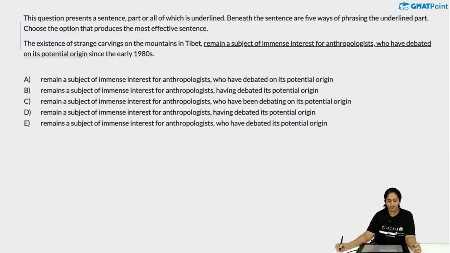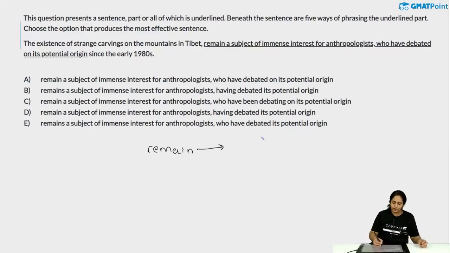So your first split that you see across the options is remain or remains. Now remain is a verb which is referring to what? The existence is a subject of immense interest. So this remain refers to the subject, which is existence. Now, existence is singular. The existence of something is a singular noun. Either you exist or you don't exist. The existence of the stone carvings is a singular noun. So, if this is singular, then you have to use the singular form of the verb, which is remains.